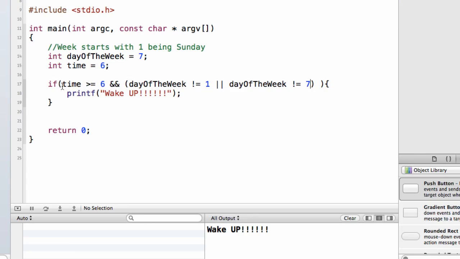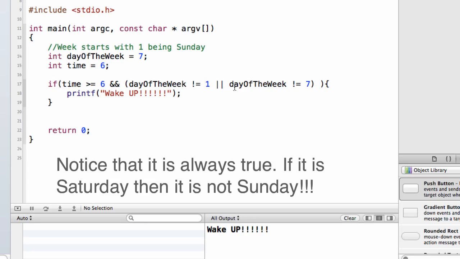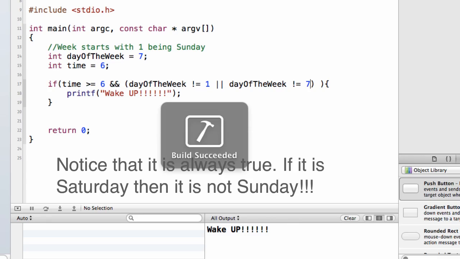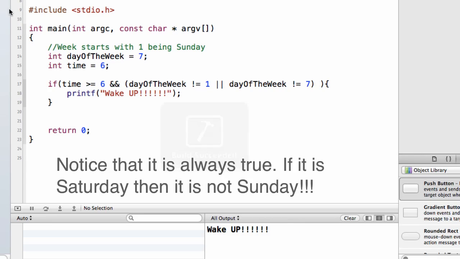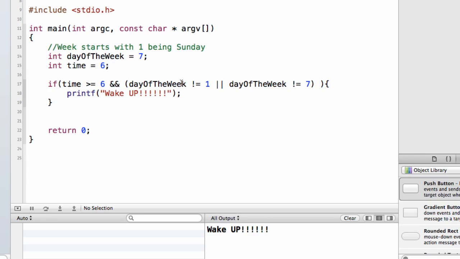So this looks like a complex phrase, but we can look at it. Okay, the time has to be greater than 6. And one of these has to be true. So it cannot be equal to 1, or it cannot be equal to 7. I go ahead and try running it. It says wake up. And you realize the or is true for this one. That's the tricky thing about ors.